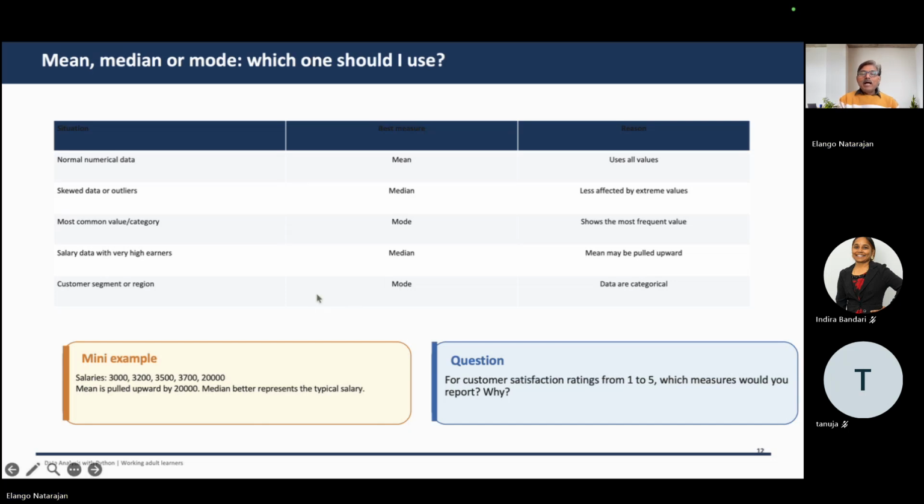All right, I have a question for you. Please go through this question and answer me. For customer satisfaction ratings from 1 to 5, which measures would you report and why? You must look at the data that you have. Your data is 1 to 5. It's ordinal data, so you are working with ordinal numbers.